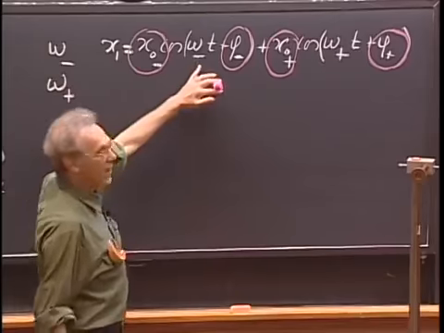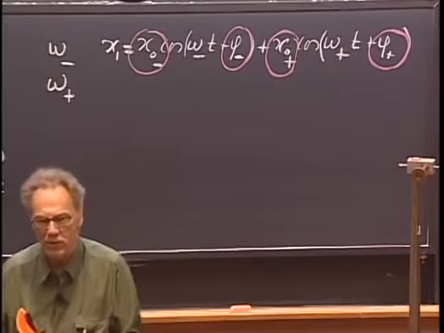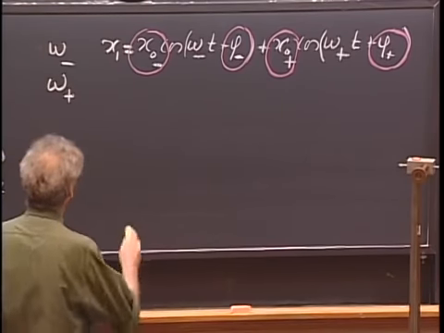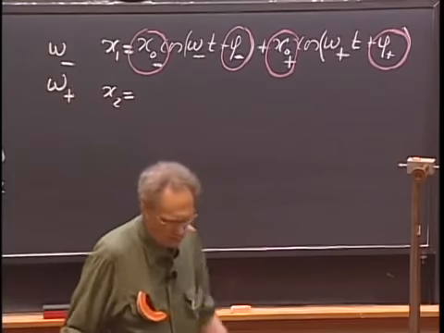What you see is that omega minus and omega plus, which are these normal mode frequencies, are independent of the initial condition. So now I'm going to write down the position in time for object number 2.